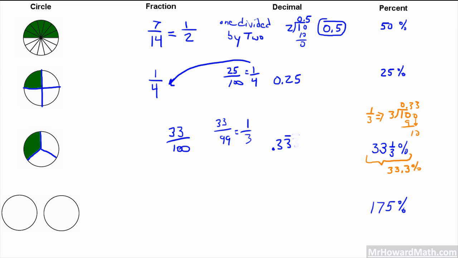All right, now another tricky one, a little bit different here. We've got 175%, right?